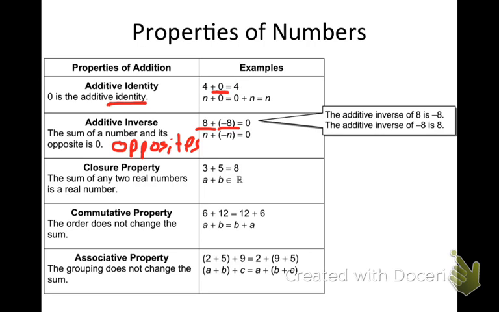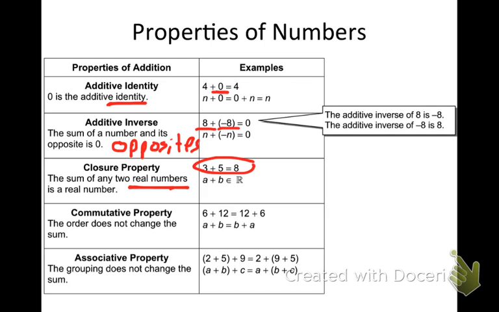Additive inverse. Closure property. Closure property just means that you're going to get a real number. Okay? So closure property, 3 plus 5 equals 8. Okay? It's a real number plus a real number gets me another real number. That is the closure property.